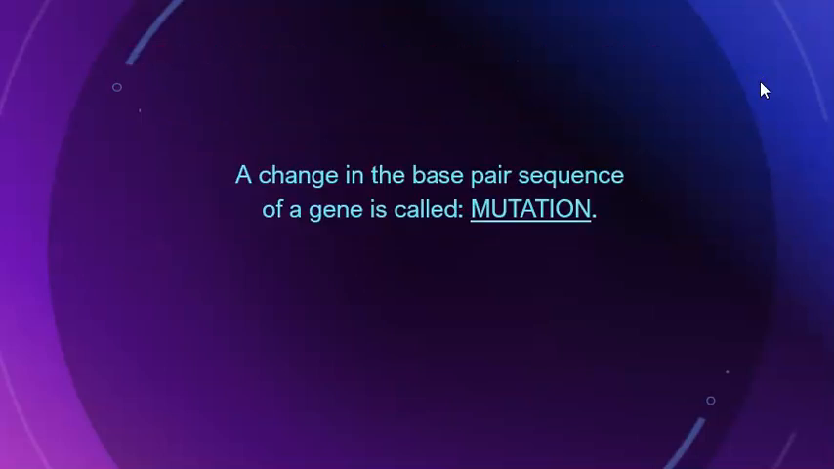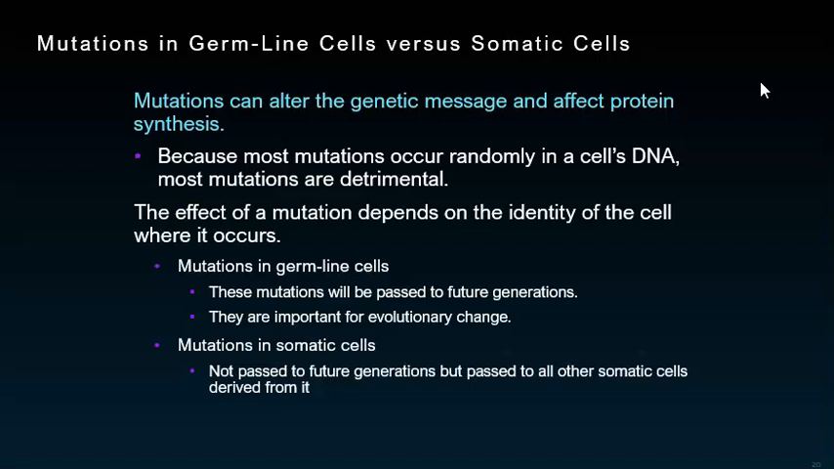A change in the base pair sequence of a gene is called mutation. So remember that. Anytime we're talking about mutation, that's the change in the base pair sequence of a gene. Mutations can alter the genetic message and they can affect protein synthesis. Because most mutations occur randomly in a cell's DNA, most mutations are detrimental because they're not intended. The effect of a mutation depends on the identity of the cell where it occurs.